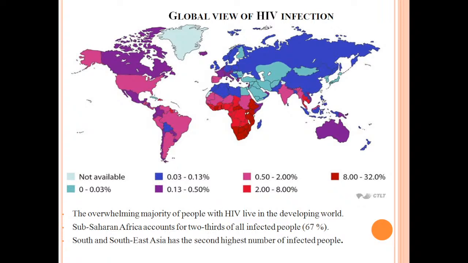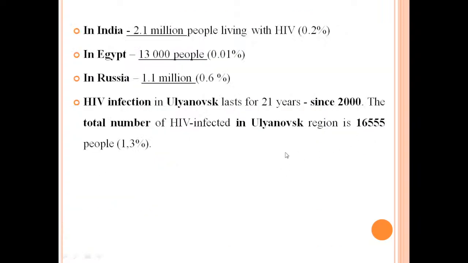Sub-Saharan Africa accounts for 2/3 of all infected people, about 67%. South and Southeast Asia has the second highest number of infected people. If we talk about South Asia and Southeast Asia, what about amount of HIV patients? In India, about 2.1 million people living with HIV. It's about 0.2% of all people living in India.